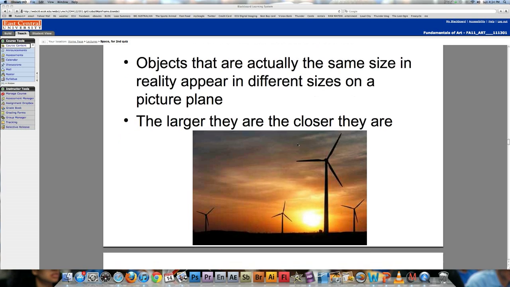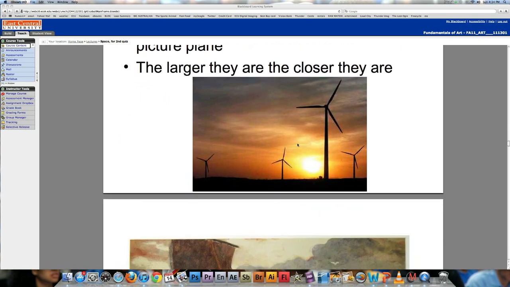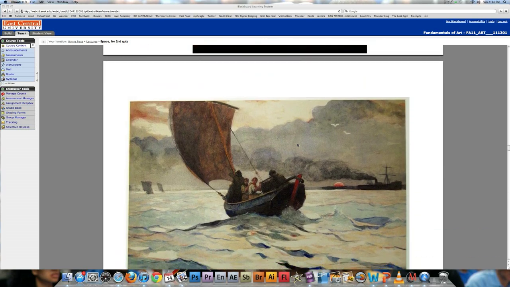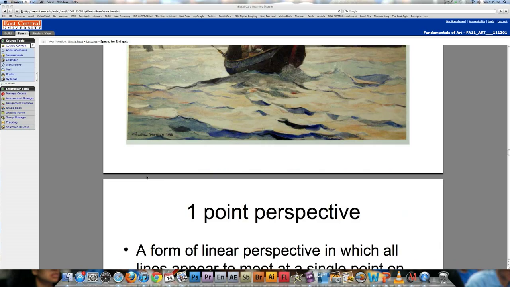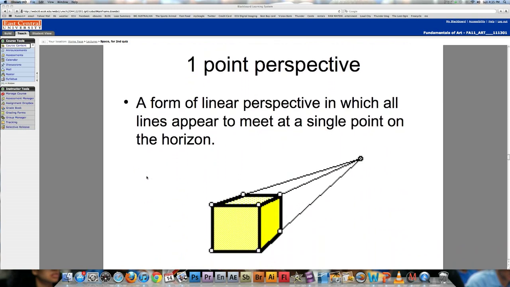So here we have size relationships. You can see there with the wind turbines. Also here you have this little sailboat here, and you have these other sailboats which we're assuming are the same kind of boat, but they're much smaller. And also there's atmospheric perspective involved. You have much darker value in this boat that's up close, very little value in the boat that's way back there, and diminishing detail. There's no detail. Okay, so back to 1-point perspective.